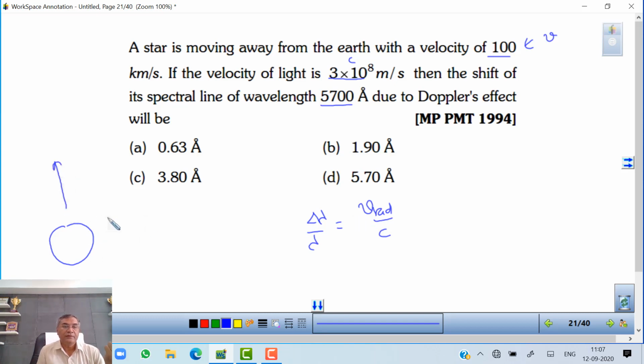Suppose this is the earth, if it is going away, so this is V itself, V radial. If it is going like that, I have to take this component, V perpendicular component, and this is parallel component. I have to use this formula, this value, not this value or that value. Going away is positive, and approaching is negative. So be careful about that.